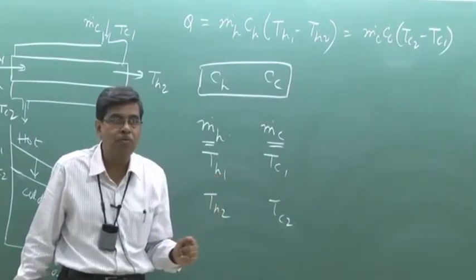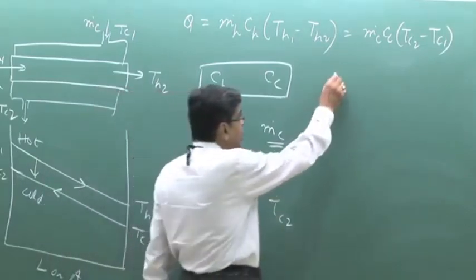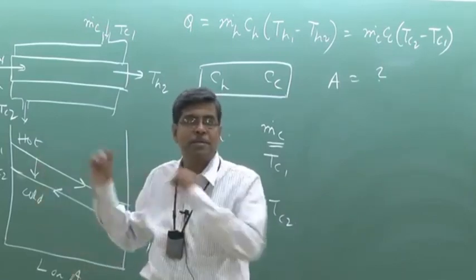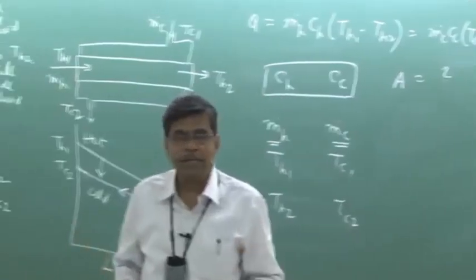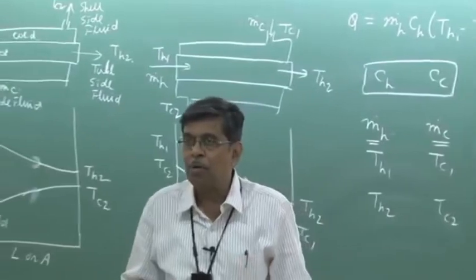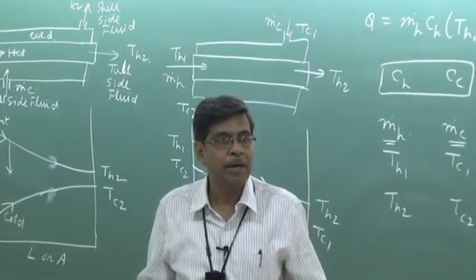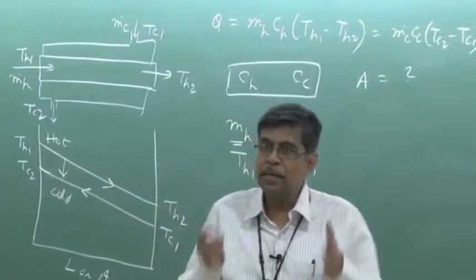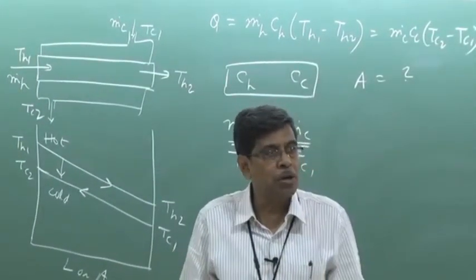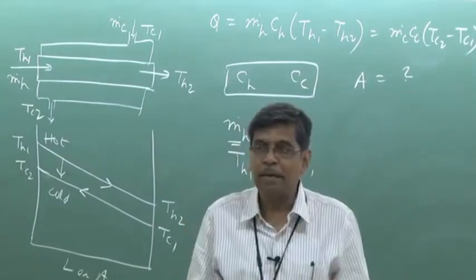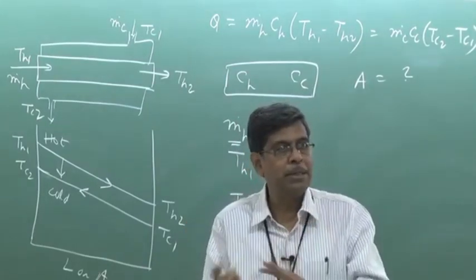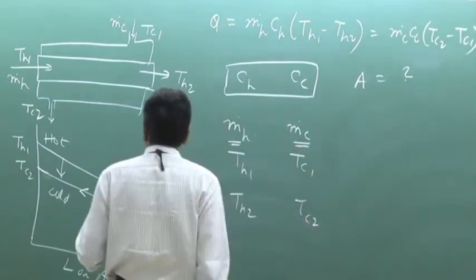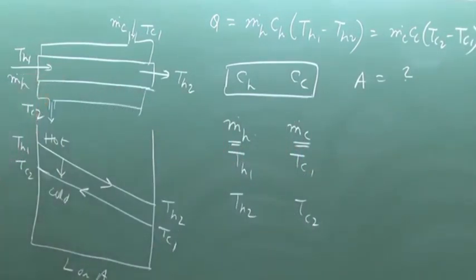What is to be found out for this type of problem? We are interested in finding what surface area is required. If we consider a simple double pipe heat exchanger, either parallel or counter, what is the surface area required? This is known as the sizing problem. The heat transfer load is rated, that means the total load is given. How much heat has to be transferred is given. We want to know the size. Size means the surface area required for that heat transfer.